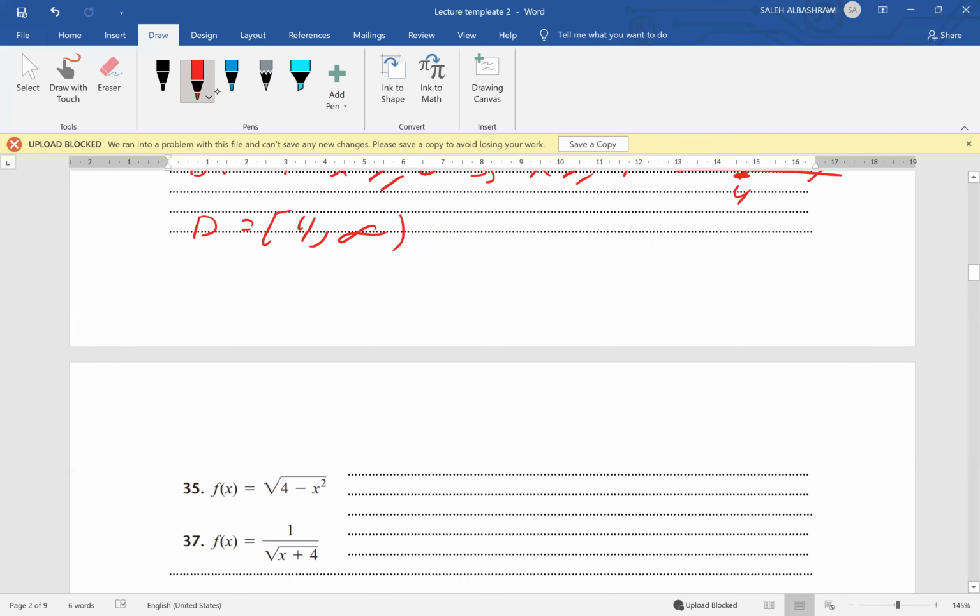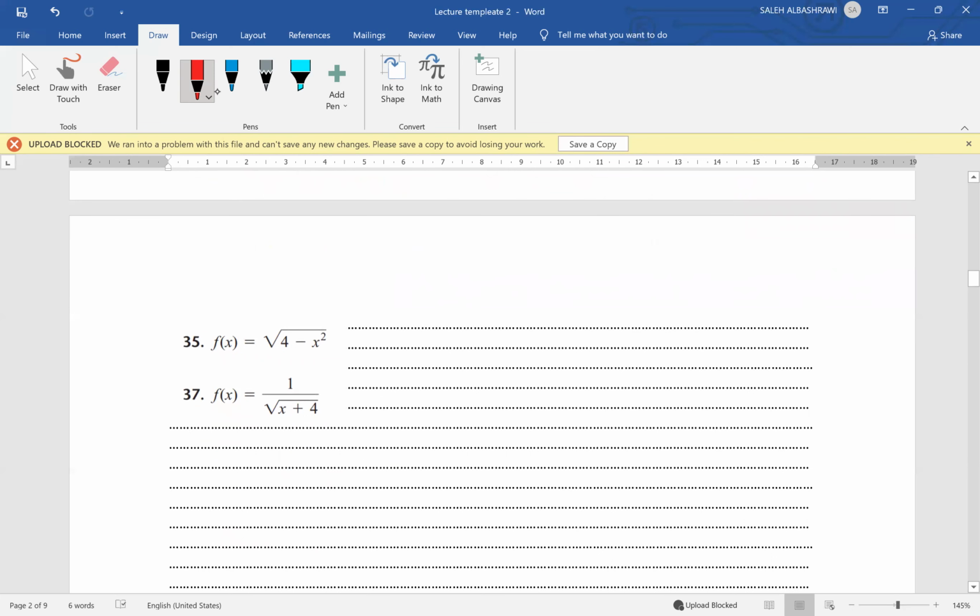Question number 35. I need to find the domain for the square root of 4 minus x squared. Again, what is inside must be 4 minus x squared greater than or equal to 0. But this is a nonlinear inequality. So we have to apply the critical value method to find the solution for this polynomial. So all I need is to find the critical values as we did before in the topic of inequalities.